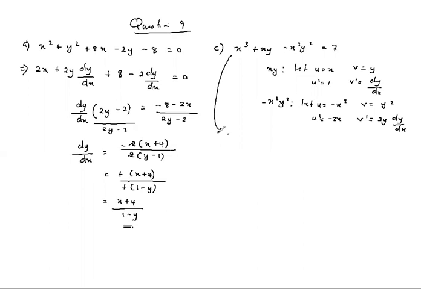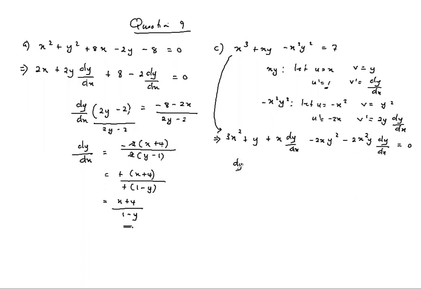So x cubed will give us 3x squared, plus xy, we're now using the product rule. So it will be u prime, which is 1, multiplied by v, which is y, plus v prime multiplied by u, and u is x, v prime is dy/dx. Differentiating negative x squared y squared, again product rule, so we have negative u prime, which is negative 2x, times v, which is y squared, and then v prime, that would be minus 2x squared y dy/dx is equal to 0.